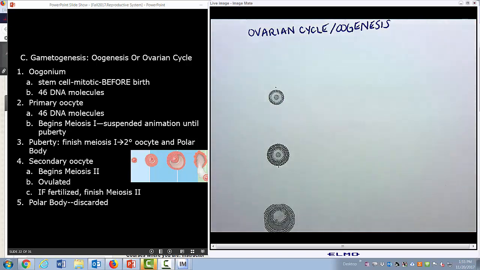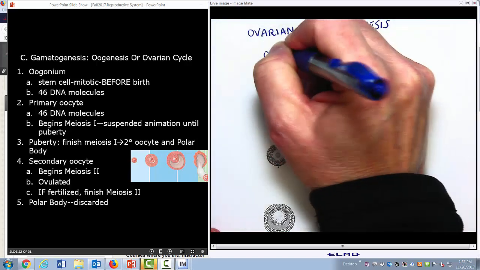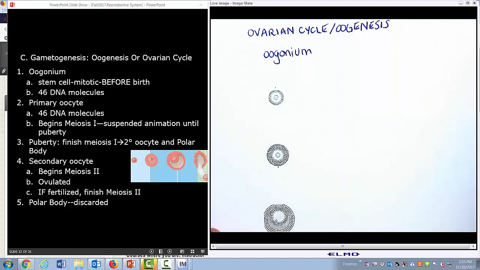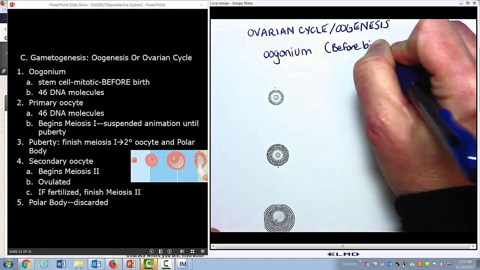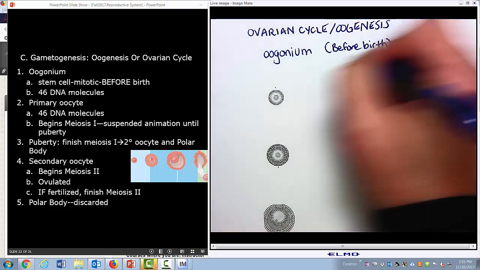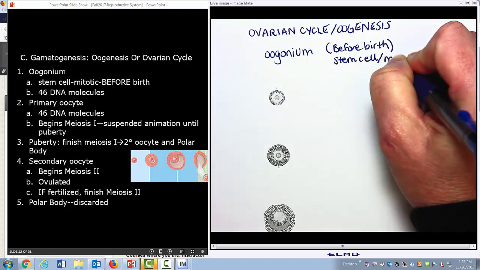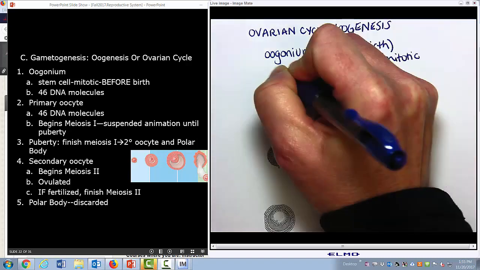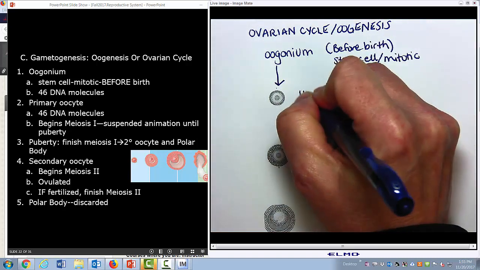Alrighty, and so we are going to begin with the oogonium. And this is formed before birth. So in the male, it begins at reproductive maturity, at puberty, but in a female, this actually begins before birth. And so remember, this was a type of stem cell, and this stem cell is mitotic. So it's going to undergo mitosis in order to form the primary oocyte.